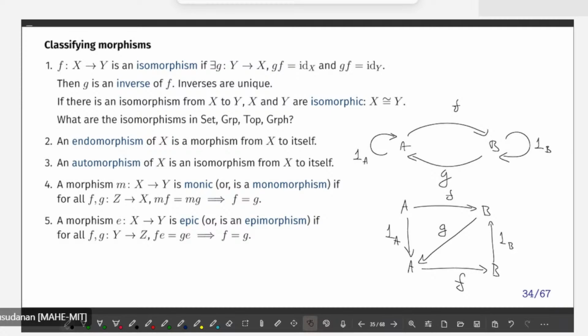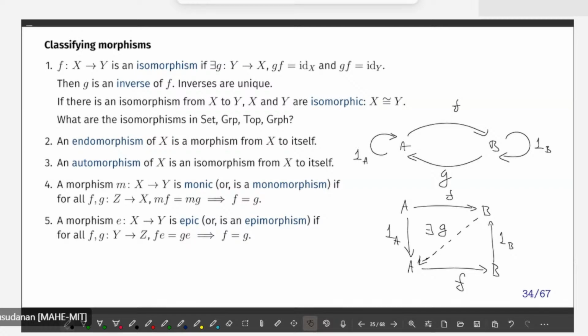Yeah. So F is an isomorphism if there exists... When you want to say there exists, usually you show it using a dashed arrow. It's not mandatory, but usually you show that. So if there exists a morphism G from B to A such that this diagram commutes, then F is an isomorphism.